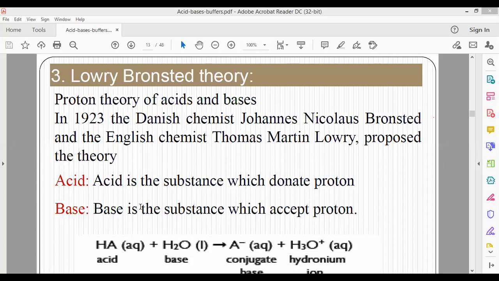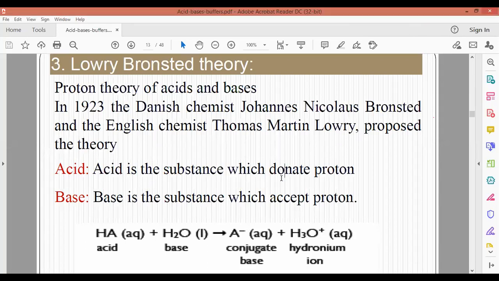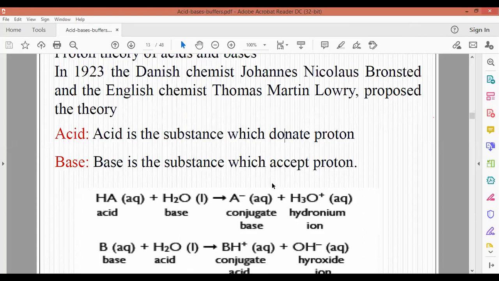So according to Lowry Bronsted theory, the proton theory, it is nothing but donating as well as accepting, the acid as well as the base. So according to Lowry Bronsted theory, what is meant by the acid? Acid is the substance which donates the proton, and base is the substance which accepts the proton. See here, I give an example. So HA is the acid and H2O is the base.